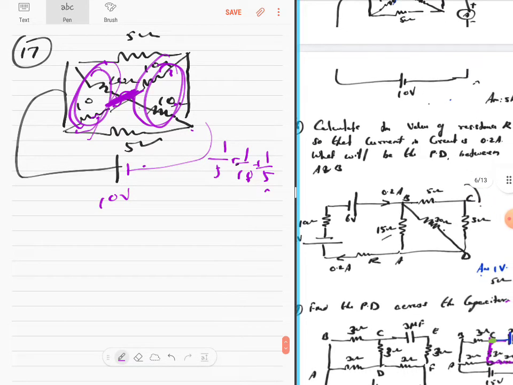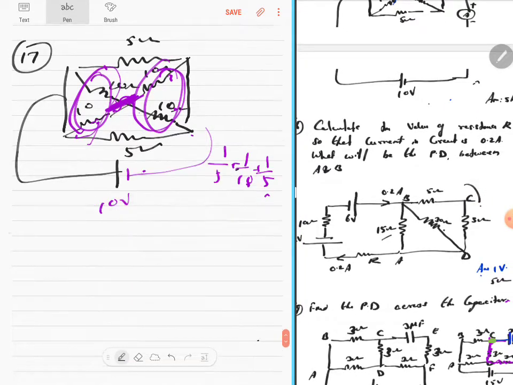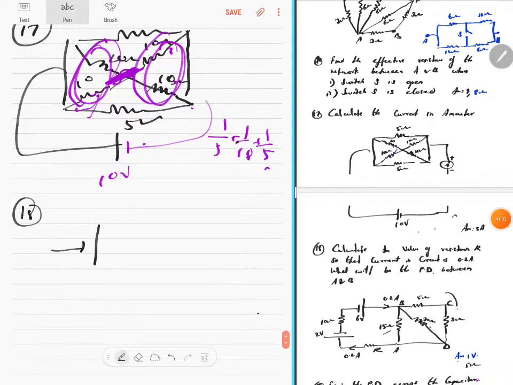So next question is the 18th question. It's the world's most important question. You have a 6-volt battery. Okay, one second, hold on. This is some of the world's most important sum. You have a battery which is a 6-volt battery.